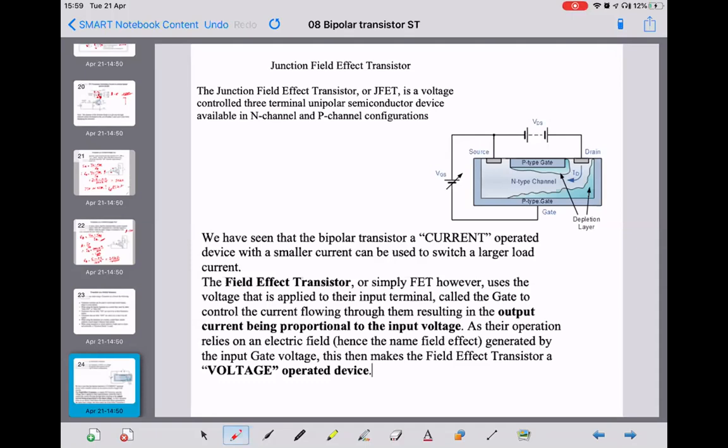So we've seen that the bipolar transistor is a current operated device. We control the current going in at the base, and we control the current flowing through the collector. The field effect transistor, or FET for short, uses a voltage that is applied to their input terminal, which is called the gate, to control the current flowing through. The output current is proportional to the input voltage. So instead of being a current controlled device, they're a voltage controlled device.